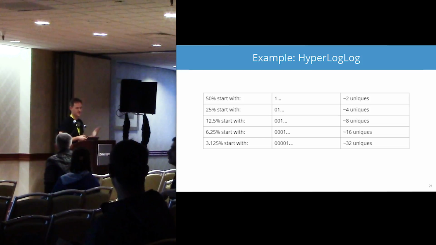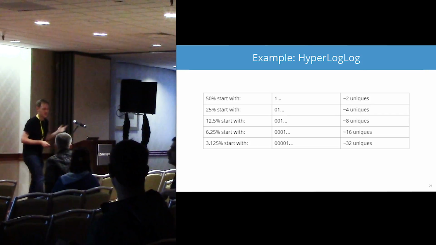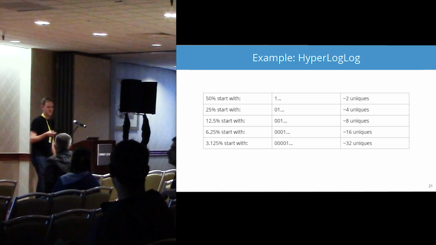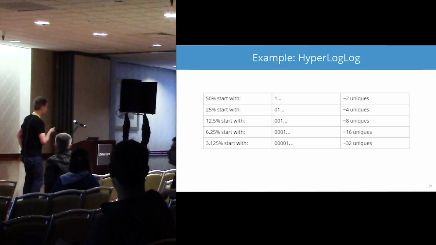We don't know how many. And we see the most zeros we've ever seen in a row is 4. So we see 0, 0, 0, and then 1, and that was the most zeros we've ever seen in the beginning. We're going to guess there were about 32 things, because we would have expected to see that one time if there were 32 things, and so we'll guess there were 32 things. Obviously, this is not super accurate.